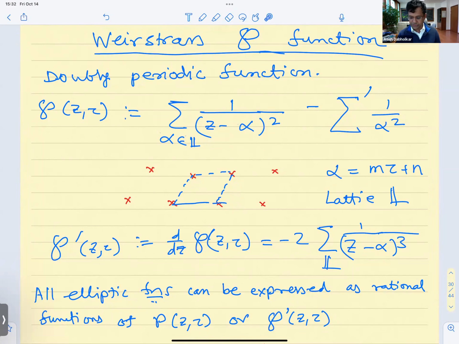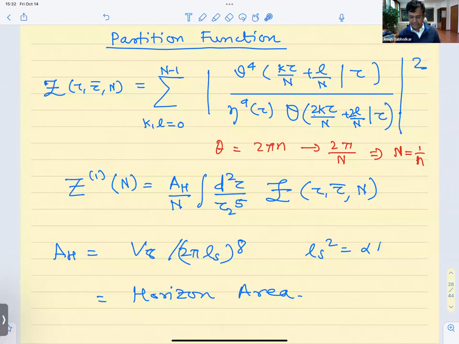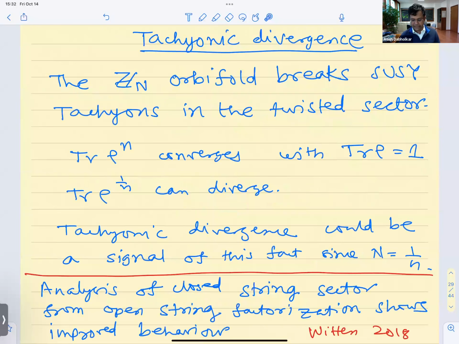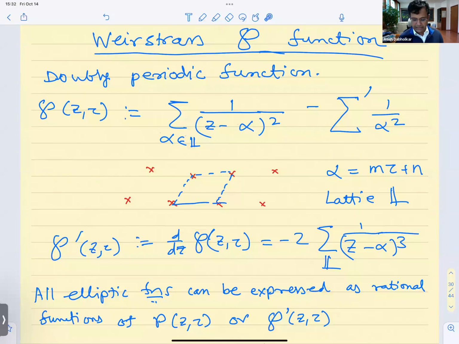In terms of theta functions, it looks rather daunting. But you can recognize immediately, if you have some familiarity with elliptic functions, that the holomorphic part of the partition function is a doubly periodic function with some poles and some zeros. There is a theorem that all elliptic functions, which are all doubly periodic functions, can be expressed as rational functions of P and P prime, where P is the Weierstrass P function, named for Weierstrass, who was German. It is a doubly periodic function with a double pole.